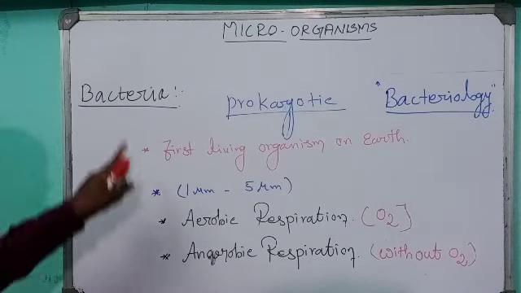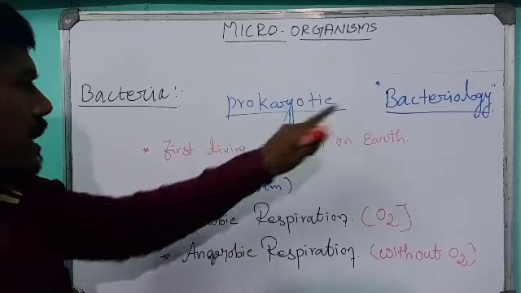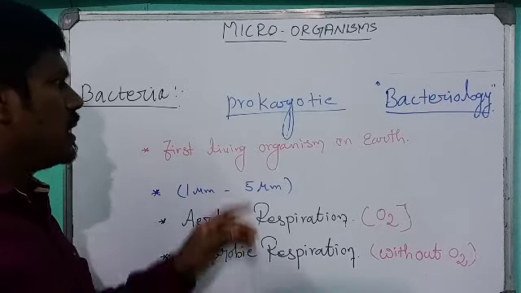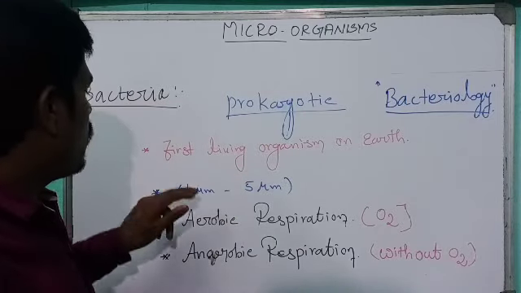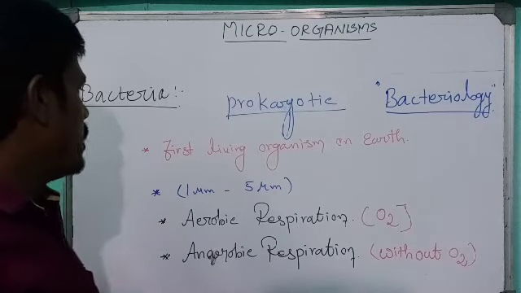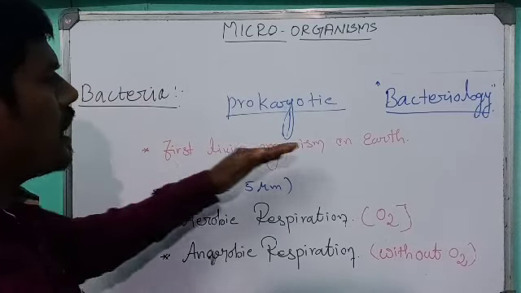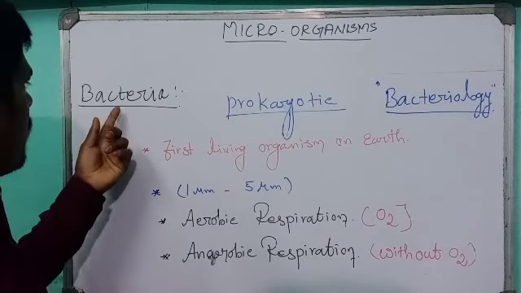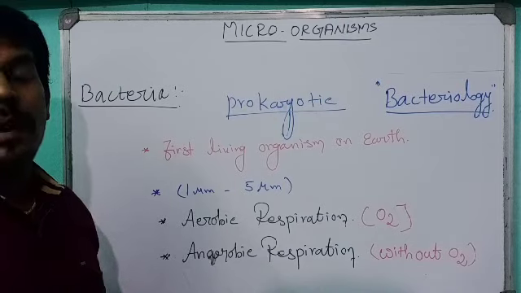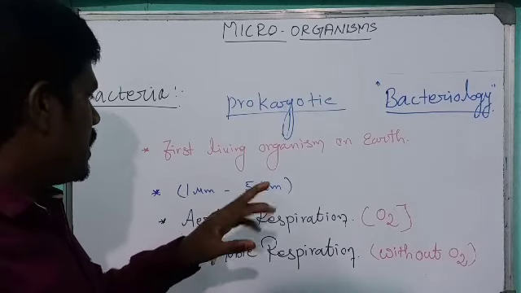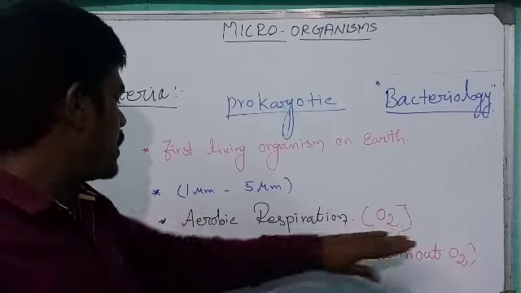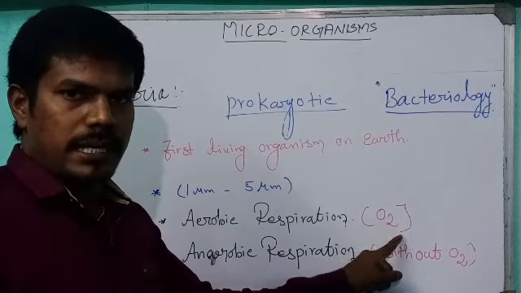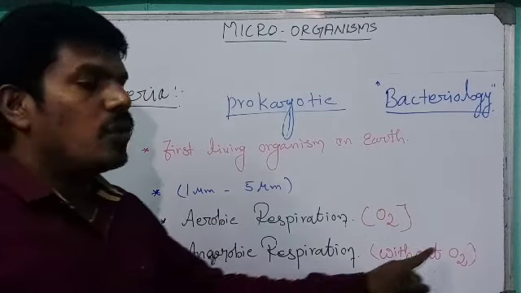Very simple. Bacteria means single-celled prokaryote. Prokaryotic means they do not have a nucleus, that is, without a nucleus. The bacteria size is 1 micrometer to 5 micrometer. The bacteria is the first living organism on Earth. The study of bacteria is called bacteriology. Bacteria are divided into two types based on respiration: aerobic respiration and anaerobic respiration. Aerobic respiration means they utilize oxygen and anaerobic respiration means without oxygen.